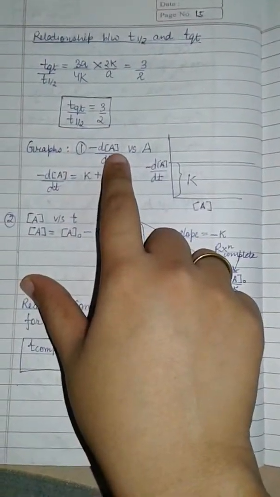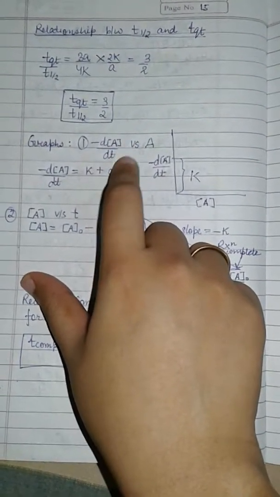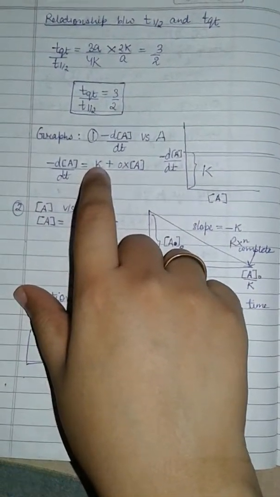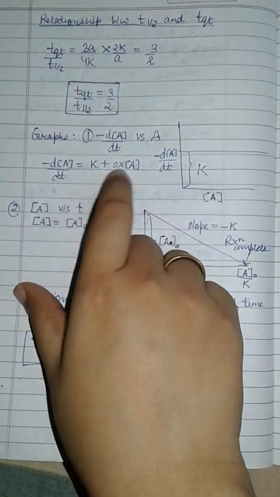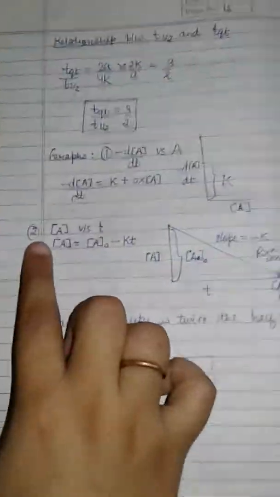Graph 1 is the graph between minus dA upon dt versus a. So this is a straight line. Minus dA upon dt is equal to k plus 0 into a. So slope is 0.